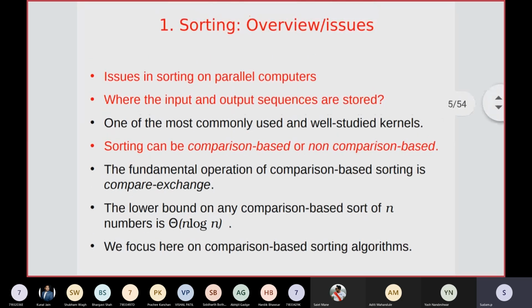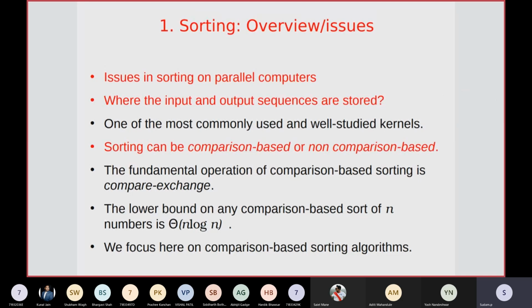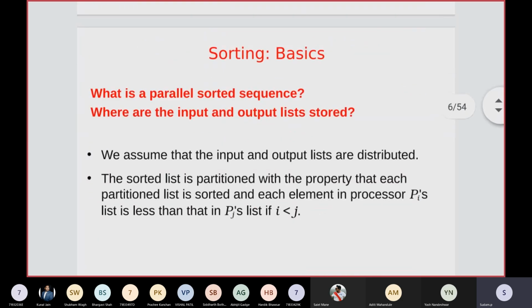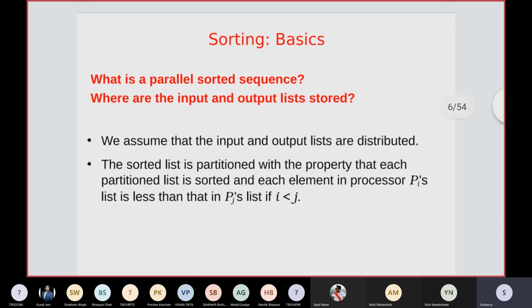Sorting issues are nothing but where the input and output sequences are stored. And these are the issues in sorting on parallel computers also. Then the same is continued here. What is a parallel sorted sequence, and where are the input and output lists stored? This was just discussed.